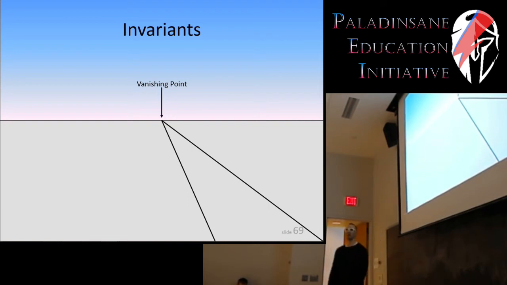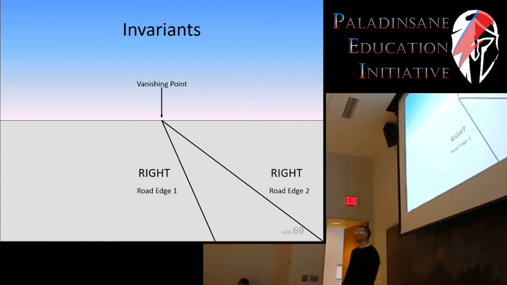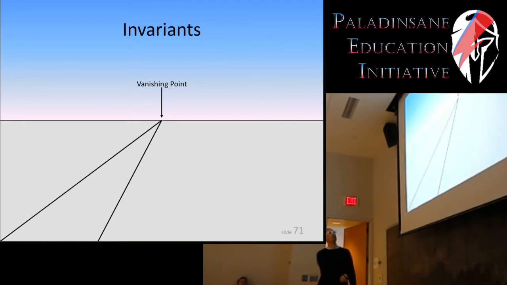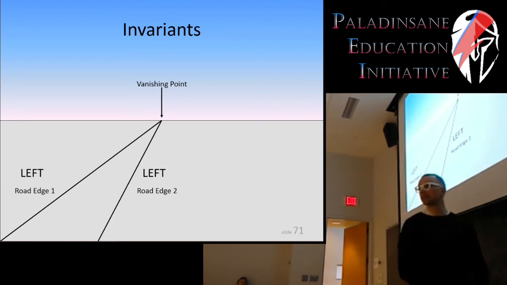For this example, everybody said off the road. We're safe, we're not getting run over. Why? Because road edge number one is to the right and road edge number two is to the right. So if both road edges are on one side, off the road. If one road edge is on one side, one road edge is on the other, on the road. And that is true every time you're on the road, one to the left, one to the right. Every time you're off the road, both on one side, in this case, both going off to the left.